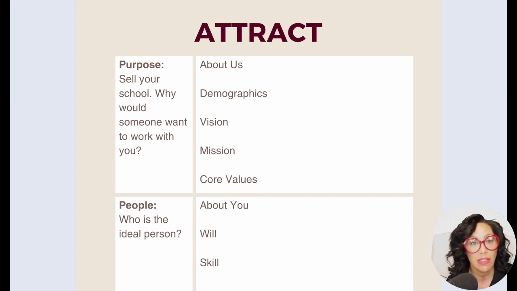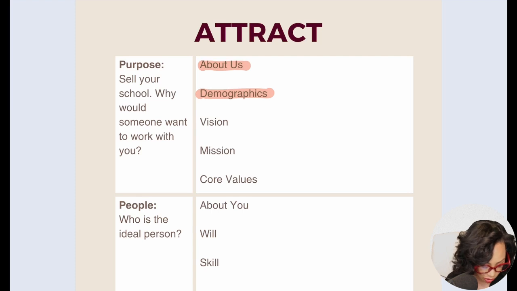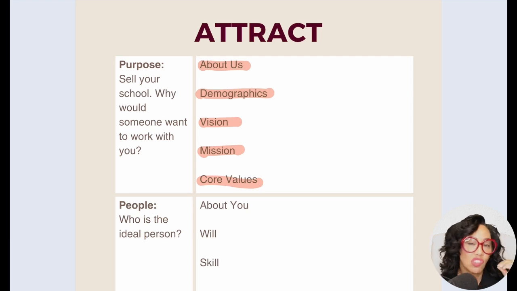Okay, so when you are thinking about attracting, the first thing you have to do is think about purpose. And this is really about how you can sell your school. Why would somebody want to work with you? And the big selling points for your school, after you go through, here's a little bit about us, who we are as a school, here are our demographics. This is going to be the thing that attracts and repels your people: your vision, your mission, and your core values.